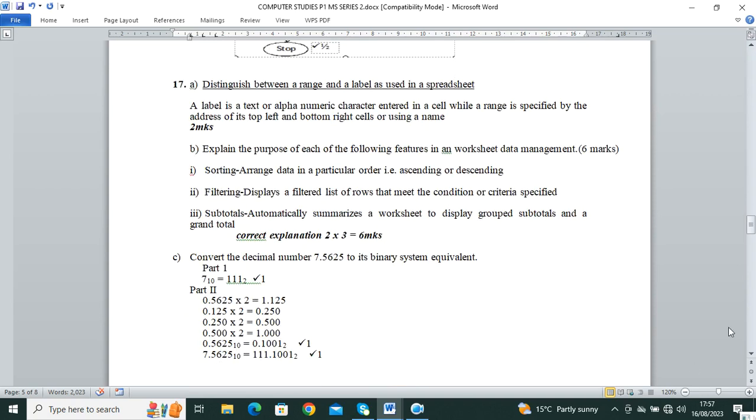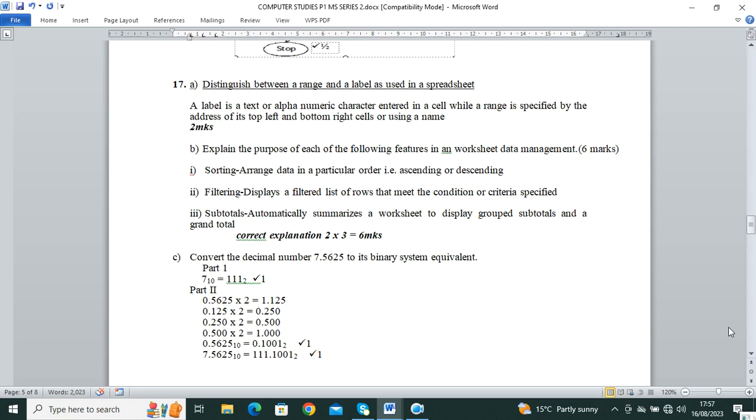Distinguish between a range and a label as used in spreadsheet. Remember, guys, very many students skip spreadsheet questions. Spreadsheet is widely feared. I don't know why, because for me, I would just go and answer the spreadsheet question, which is simple and straight to the answer. So a label is a text or alphanumeric character. Then the other part is a range. A range is a specified address, or a specified group of cells.